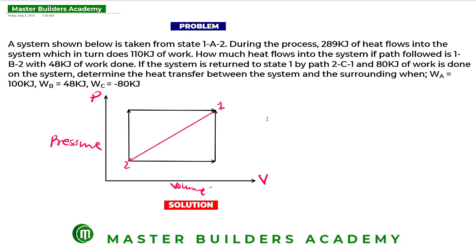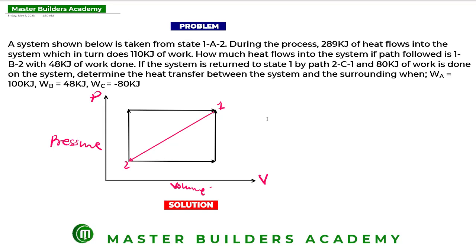Heat flows into the system, that means it's heat accepted, and then which in turn does this work, that means the system responded by doing a work of 110 kilojoules. That means this is work done by the system. If you see it, it said which in turn, which is the system now, in turn to reciprocate to the heat flow that enters the system. This is what the system does. So it does work.